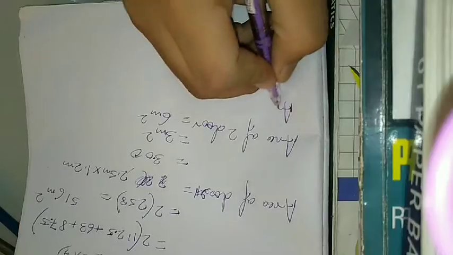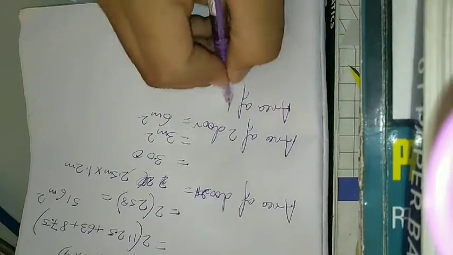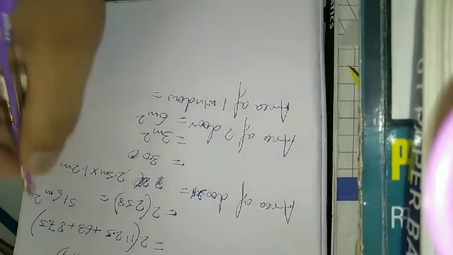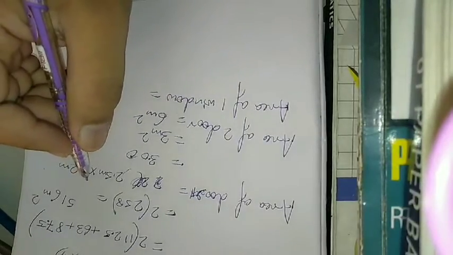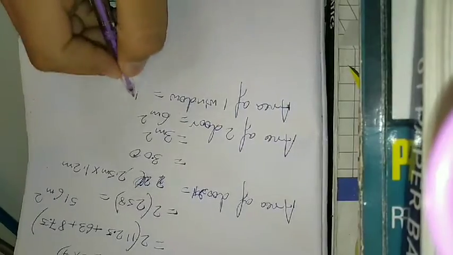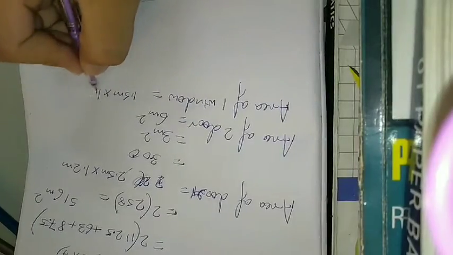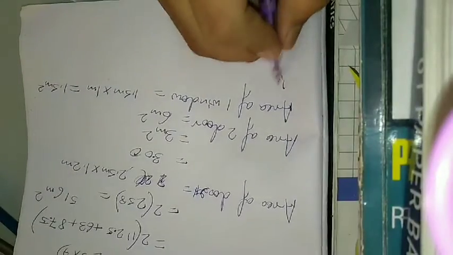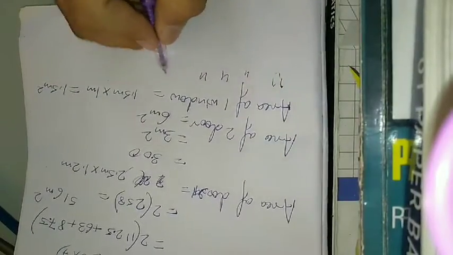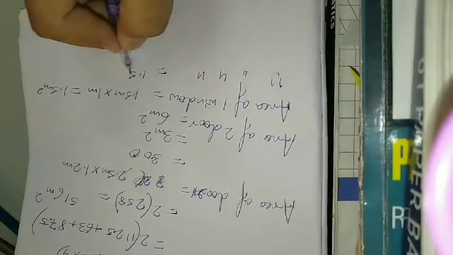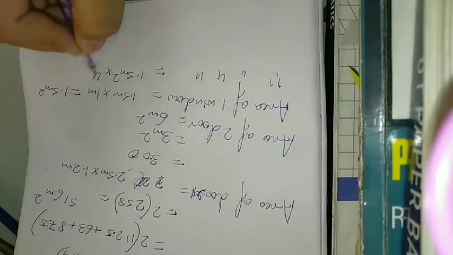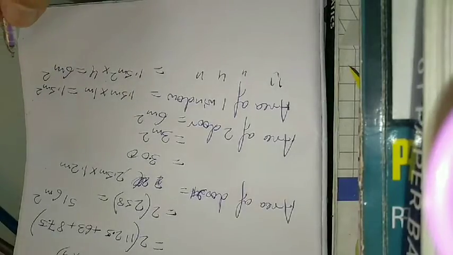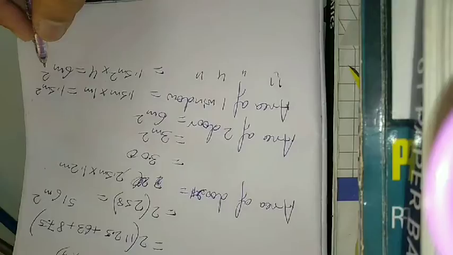How about the area of one window? It's 1.5 meter into 1 meter. So this is 1.5 meter square. How many windows are there? Area of 4 windows is equal to 1.5 meter square into 4. So this gives you 6 meter square. The total value is 6 meter square.